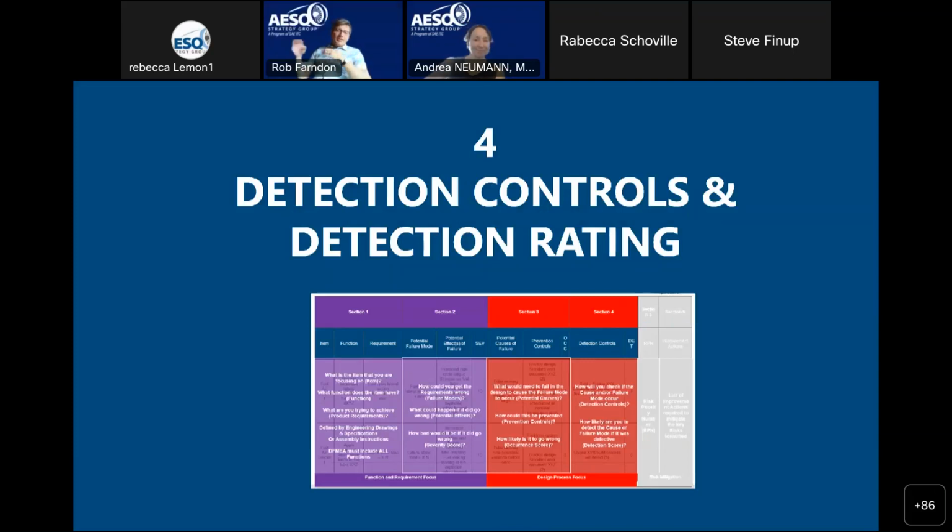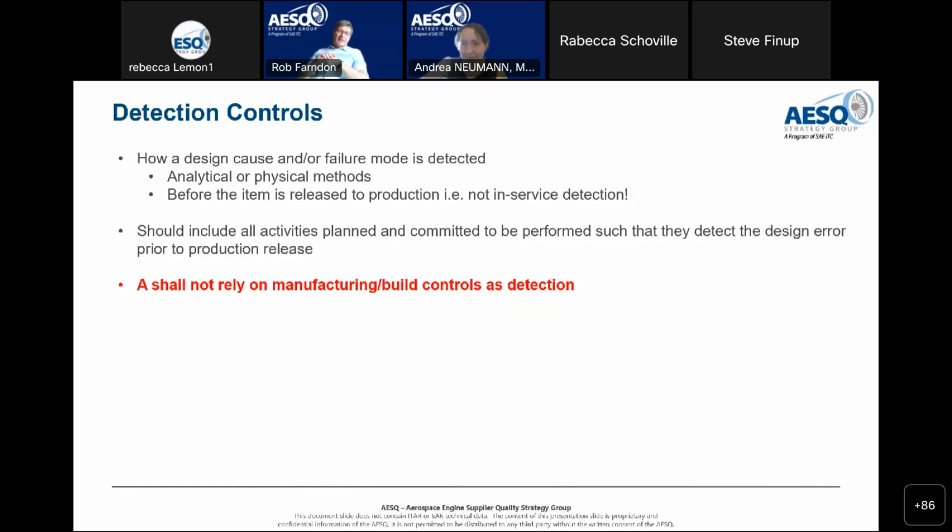Thank you. Okay, so we can click again, please. We're talking now about detection controls. So this is how a design cause or the failure mode is detected. You can use analytical or physical methods. It needs to be before the item is released to production. We're not talking about an in-service detection. That will be treated quite differently within the DFMEA. So this is all about protecting the customer from an escape, a bad design. How do I detect that the failure mode or the cause are present inside the design?